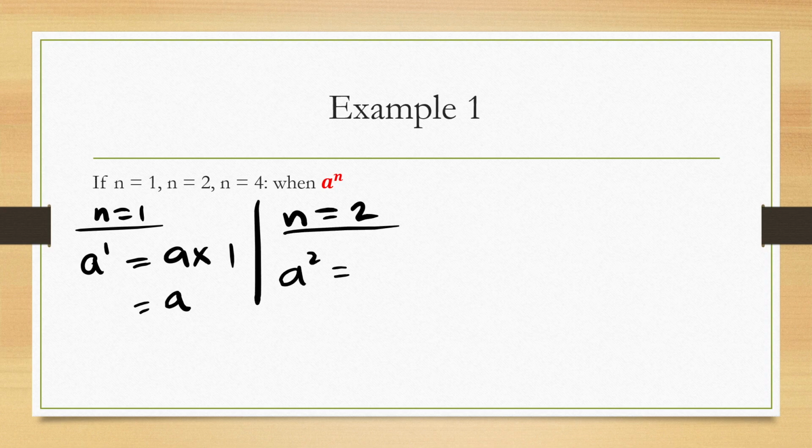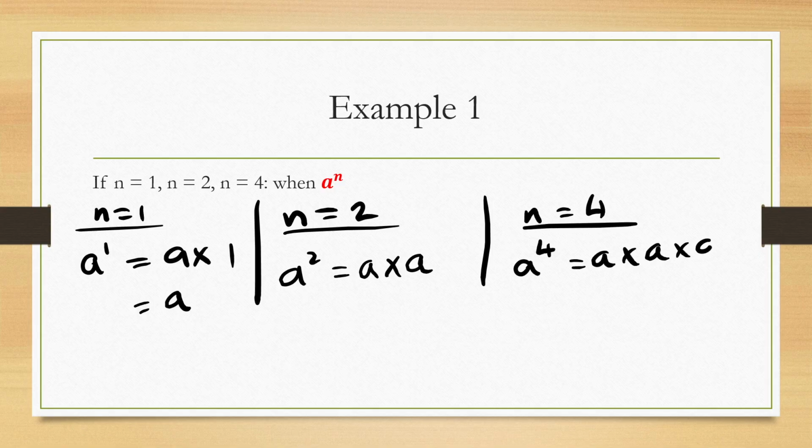So now let's look at n equals 2. When we say n equals 2, we mean a to the power of 2, which is the same as saying a multiplied by a. So it's a times a, which is itself times itself. So you do it 2 times. Let's look at when n equals 4. This is the same as saying a multiplied by a multiplied by a multiplied by a. So this tells us that a is being multiplied 4 times. So this number on top here tells us how many times this base number is being multiplied by itself.